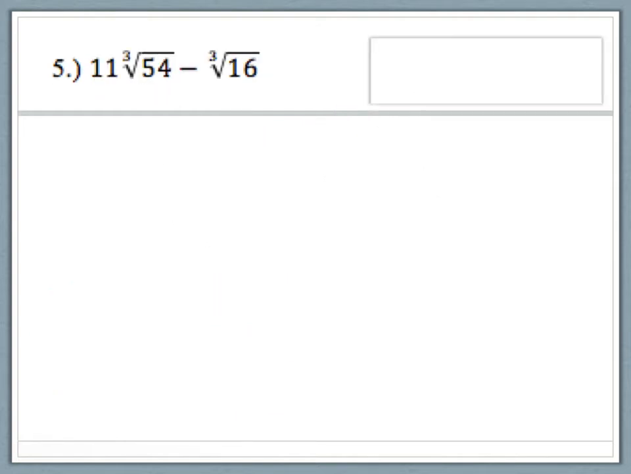So let's look at this example. It actually has a cube root instead of a square root. That's okay. We're just going to do the exact same process. The roots don't match, so we need to see if we can make them match. So I'm going to do the square root of 54. Well, I can break that down into 9 and 6. Which 9 I can break down into 3 and 3. 6 I can break down into 3 and 2.